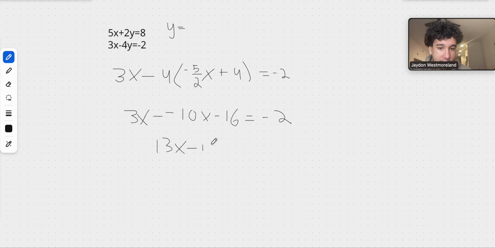minus 16 is equal to negative 2, which means that 13x is equal to 14. Again, adding 16 to both sides, dividing by 13, x is equal to 14/13. Lord have mercy on me. So let's finish it. What do I have to do? I have to plug this in. So which one am I going to plug it into? I'm going to plug it into the top one. Why not? I don't think there's really any difference here.